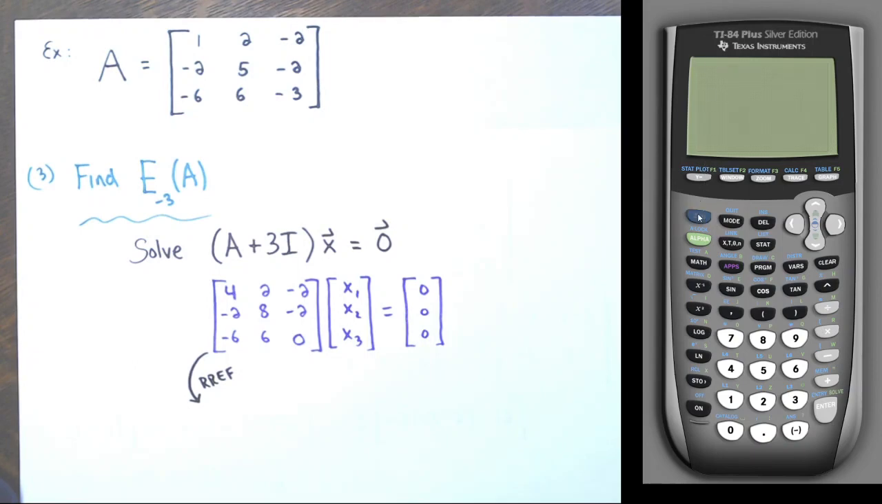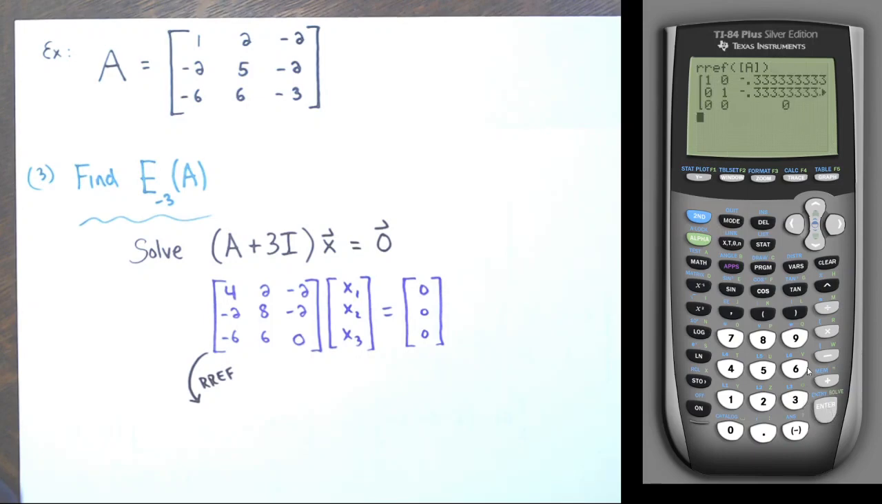I got my 84 plus, similar to the 83 if you got it. I've already got a 3 by 3 entered here, so let me just change the entries. So we have 4, 2, -2, -2, 8, -2, -6, 6, and 0. Just double checking those real quick. Looks good. Then the last thing I entered was actually reduced row echelon form. So if you go back to the matrix and then over to the math menu, you should scroll until you see RREF and then put matrix A in there.